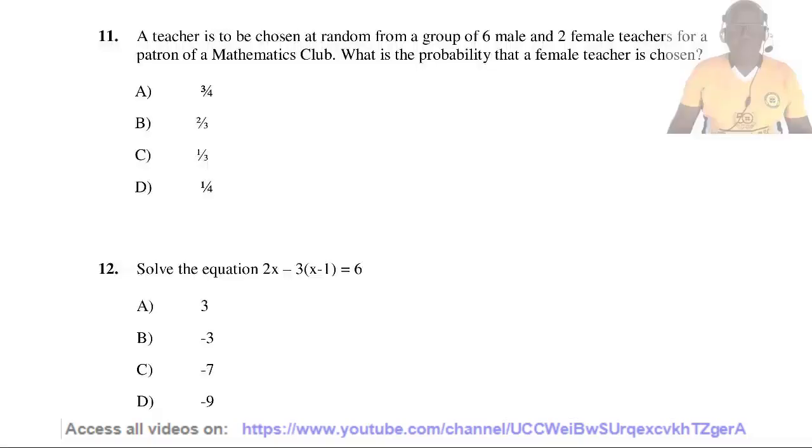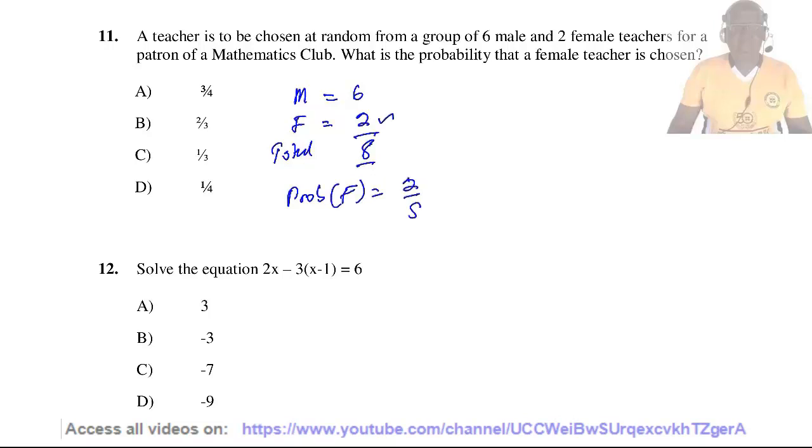Question 11. A teacher is to be chosen at random from a group of 6 male and 2 female teachers for a patron of a mathematics club. What is the probability that a female teacher is chosen? Now, number of male teachers, M, equals 6. Female teachers equals 2. Total is therefore 8. Probability of choosing a female teacher is therefore equal to 2 divided by 8, which equals 1 divided by 4. So the answer is D.